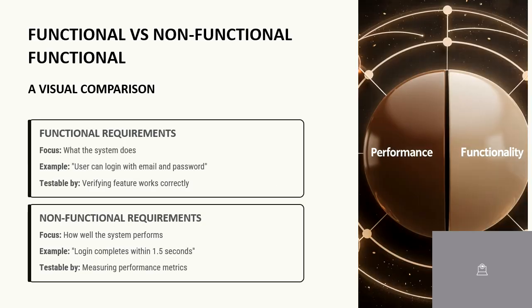So now we'll have a visual comparison. Let's compare them again. Functional requirements focus on features and operations. They define what services the system will provide, and non-functional requirements focus on system quality and performance, and they define how well those services operate. And both are essential for designing a reliable software system.